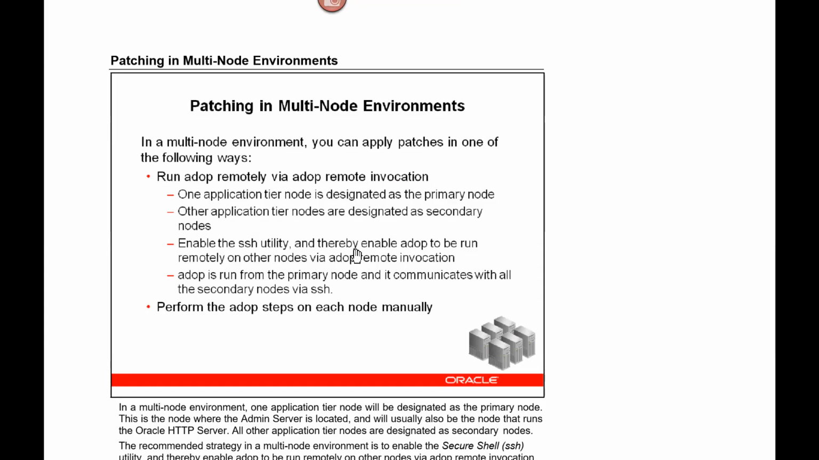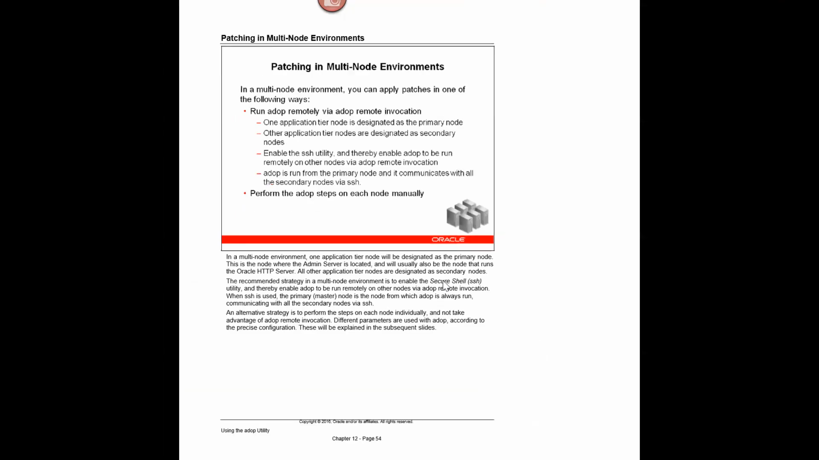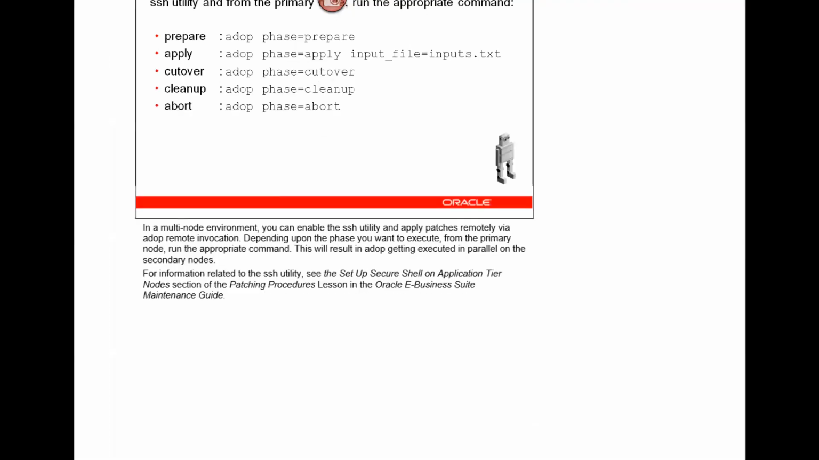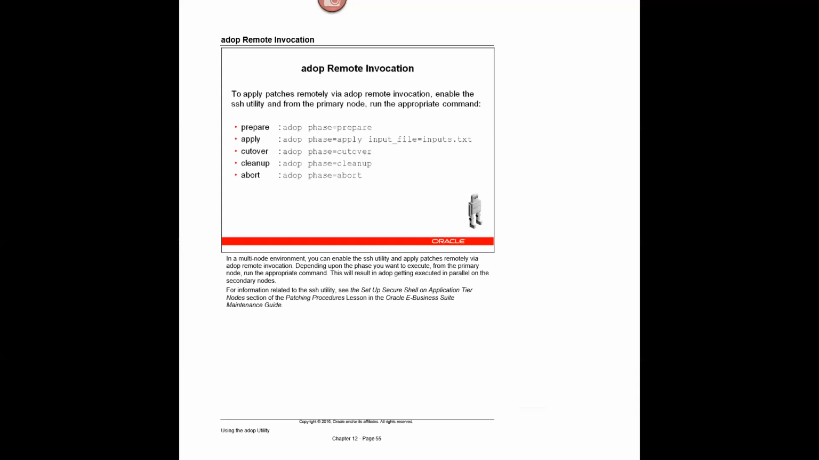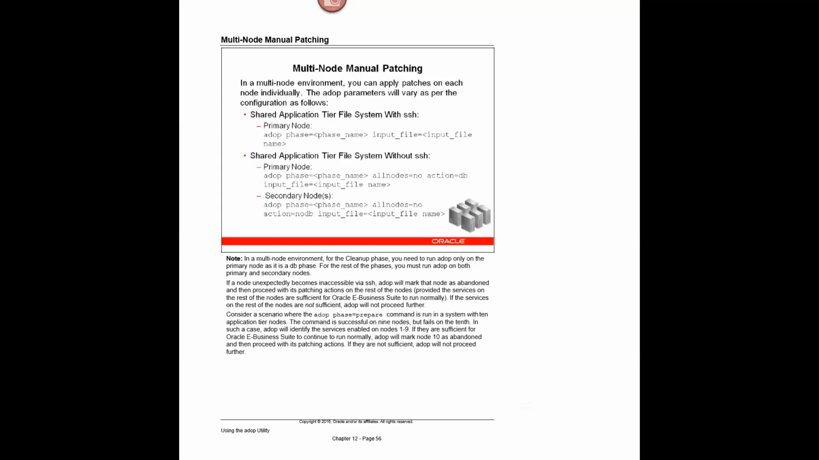You enable the SSH and thereby enable ADOP to run remotely. Once you say enable user equivalency, it automatically makes the changes to the other one. ADOP is run on the primary node and it communicates with the other node. Perfect. So to apply patches to the remote node remotely via ADOP remote operations, enable the SSH utility, and from the primary node only you do all of these particular activities. There is absolutely no change, whether it is a single node or a 2 node, there is absolutely no change.